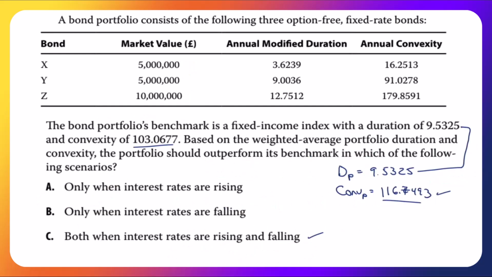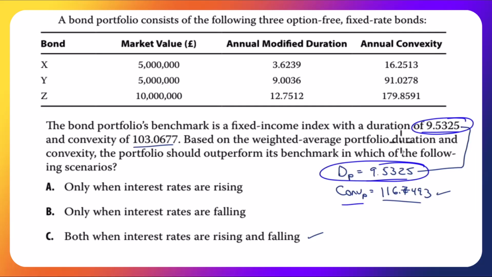B. The bond portfolio's benchmark is a fixed income index with a duration of 9.5325 and convexity of 103.0677 based on the weighted average portfolio duration and convexity, which we calculated in the last question. We had a portfolio duration of 9.5325, portfolio convexity of 116.7493. Note, portfolio convexity matches the benchmark, portfolio duration matches the benchmark duration.